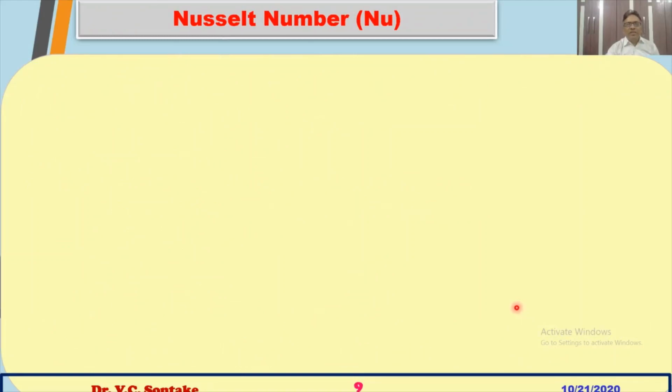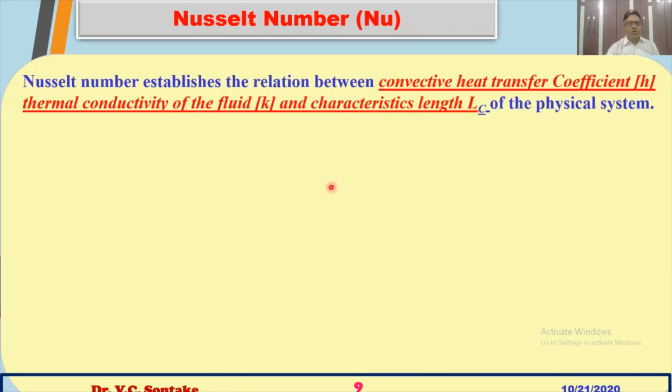Now the next dimensionless number is the Nusselt number, represented by Nu. The Nusselt number basically establishes the relation between the convective heat transfer coefficient h, the thermal conductivity of the fluid k, and the characteristic length Lc of any physical system. Mathematically, it is given by this relationship: Nu is equal to h Lc by k.